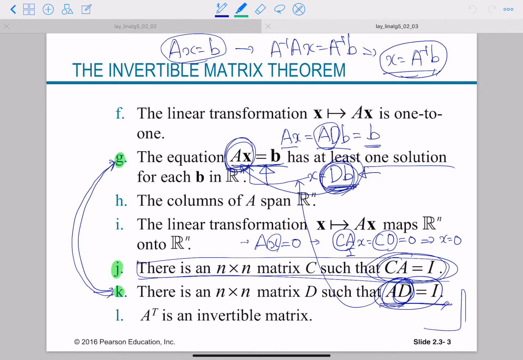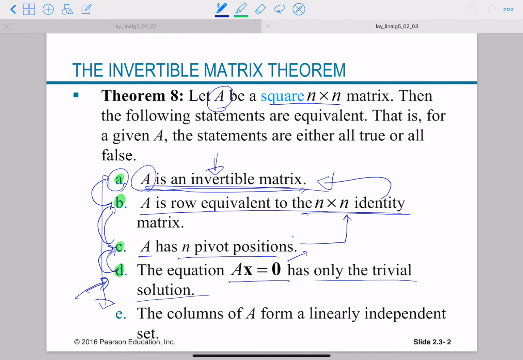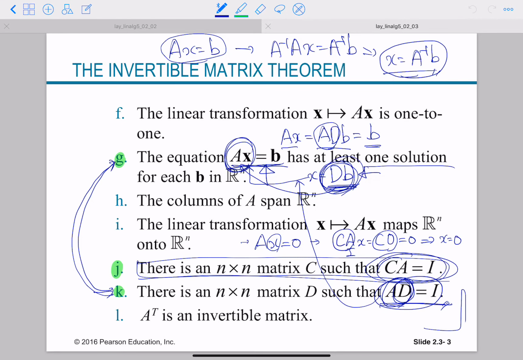Okay, and then now how can we move from G to A? In this case, G is saying that the solution always exists for any B, and we cannot directly move from G to A, but we can go to A through the B.